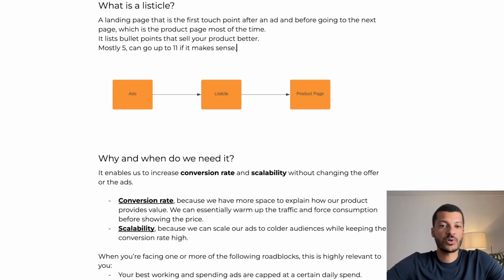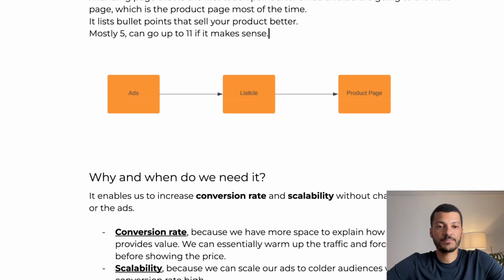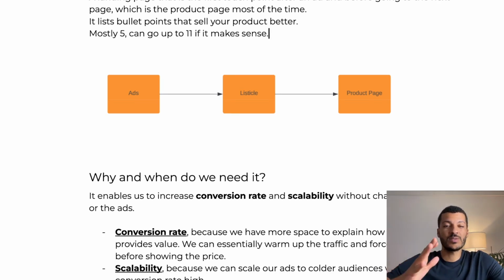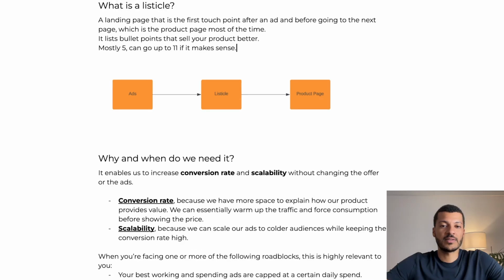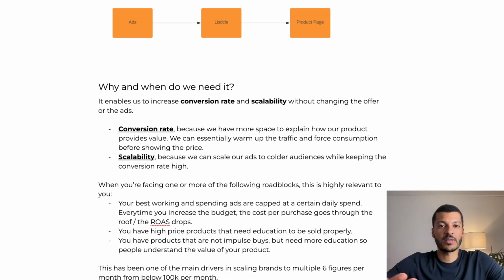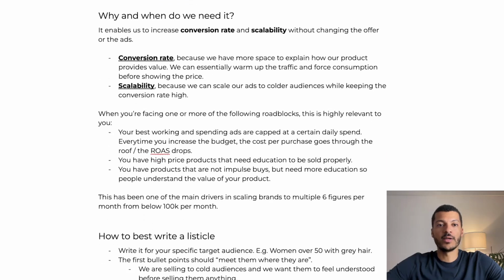So here, just to show you the structure, essentially you're running your ads to the listicle, and from the listicle you send people to the product page. This is what we're going to talk about. There are also listicles that have on the listicle already the product to add to cart. I wouldn't recommend it, and I'm going to explain to you why as well.